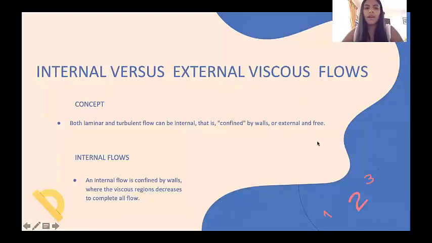Okay, in this part, I'm talking about internal versus external viscous flows. First concept: both laminar and turbulent flow can be internal, that is, confined by walls, or external and free. In this case, I'm talking about internal flows. Internal flow is confined by walls, where the viscous region grows to fill the entire flow.